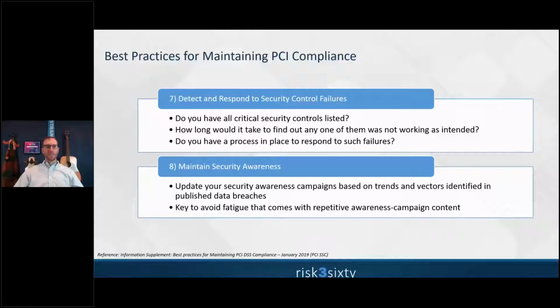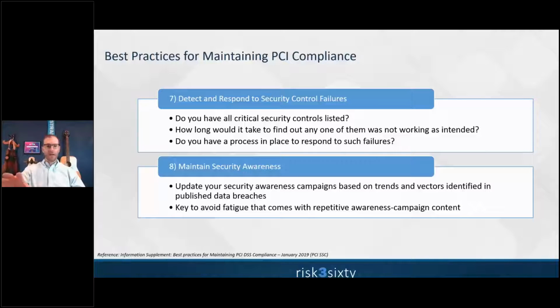So what do you have in place to help alert you when a critical security control fails, either a critical detective control or a critical preventative control? How long would it take you to find out? And do you have a process in place if such a failure were to occur?